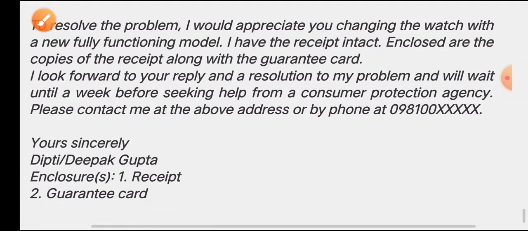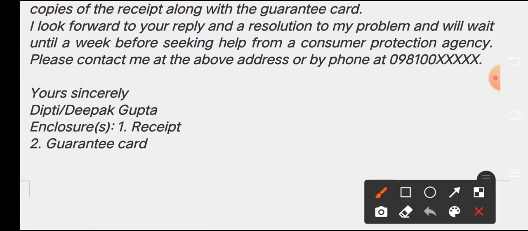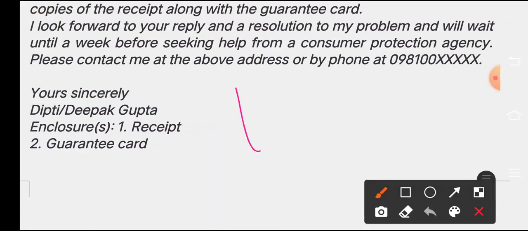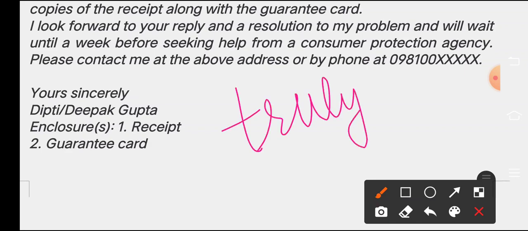Then the complimentary close. In the complimentary close you write Yours sincerely, with capital Y and small s. The spelling of sincerely is SINCERELY. Whenever you write truly, it's not TRUELY. People generally make this mistake because they add an E. The exact spelling of truly is TRULY, with a small t. Then Dipti Deepak, as given in your question, and in the end, enclosures. Enclosures means the documents you are attaching as proof, that is the receipt and the guarantee card.